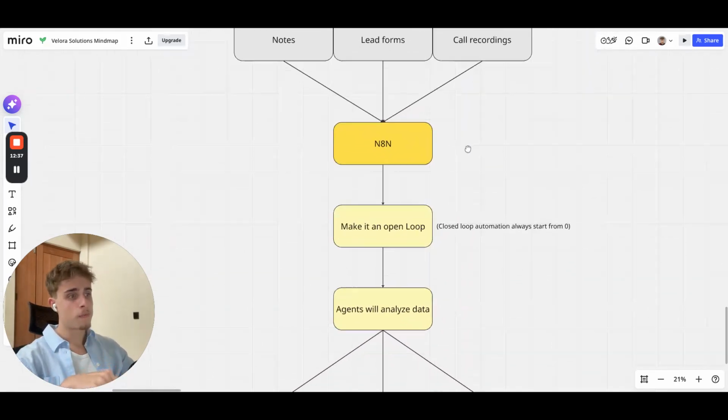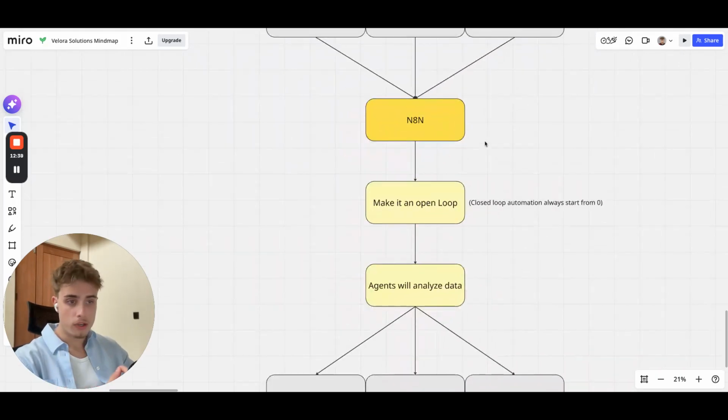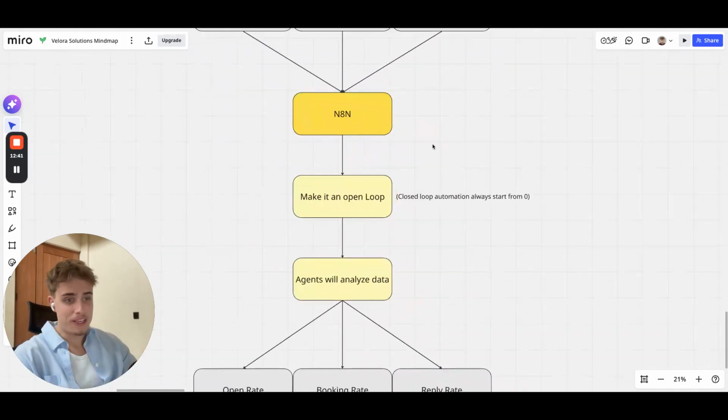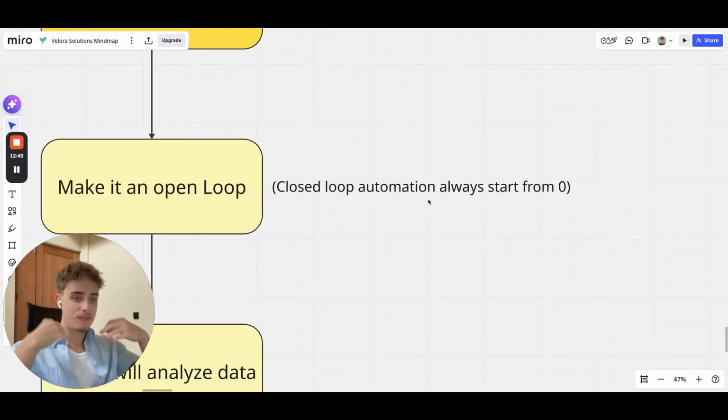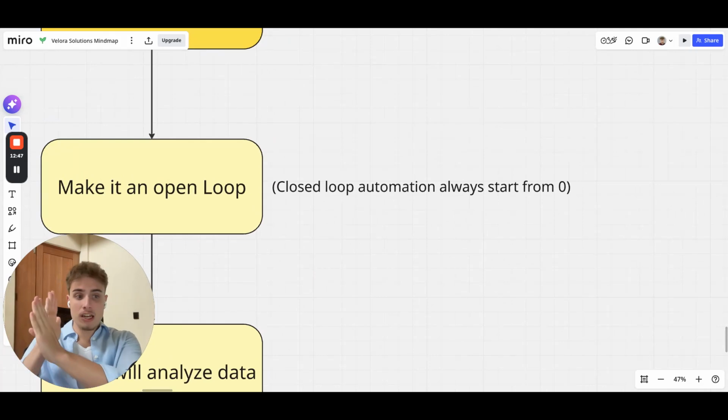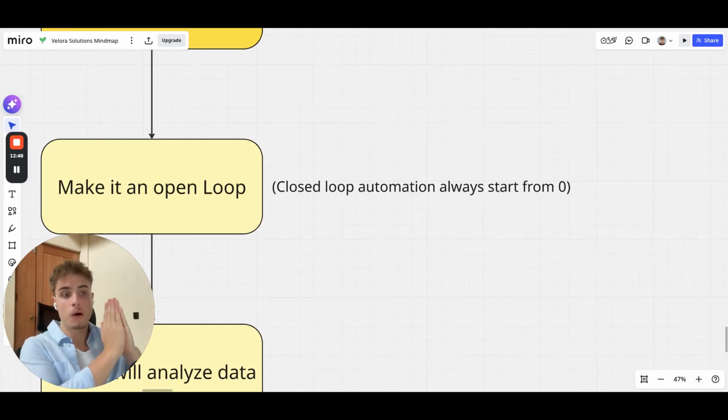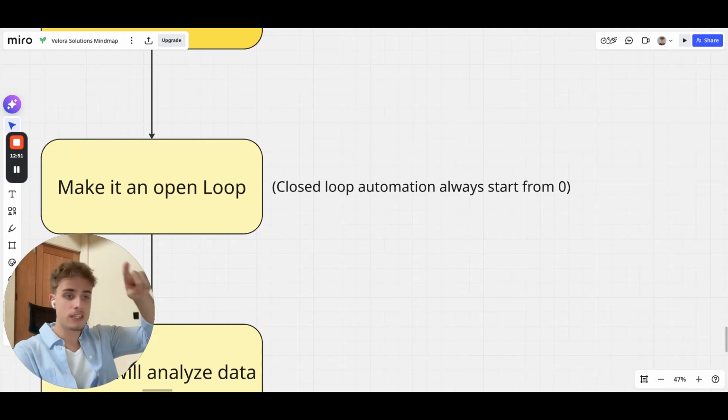The most important thing though is you need to make it an open loop. Now, what that means is, just to give you an example, a closed loop always starts from 0. There's an input for the automation and there's an output for the automation. But every time it starts from 0.